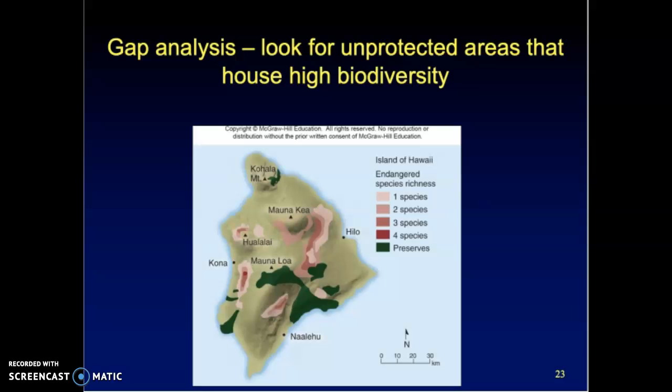So here's an example of one of the islands on Hawaii, or one of the Hawaiian islands. And you go, okay, the green shows the preserves, but look at all these areas next to it that have different endangered species. They're not in the preserve. So your preserves are great, but is it possible to get some of those other areas involved in protection? Because you're going to actually save more species by getting some of these other areas.